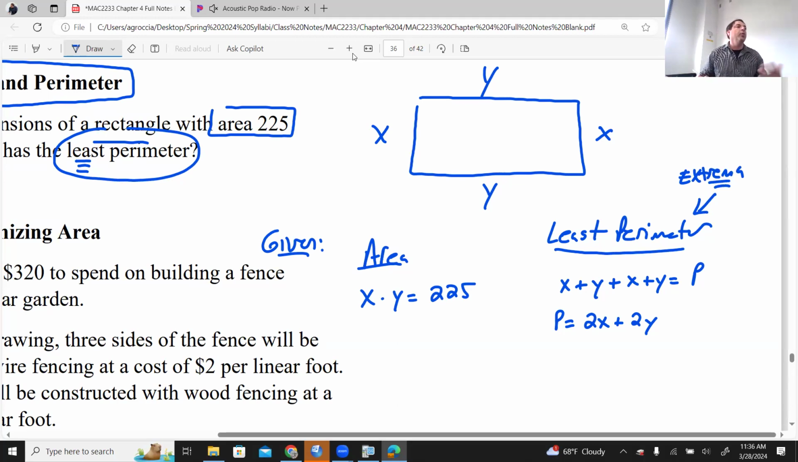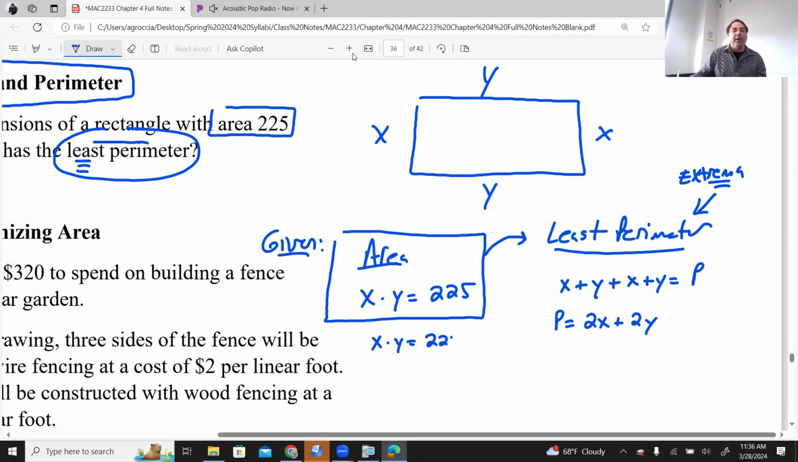But here's where things get a little weird. I can't. And the reason why I can't is you gave me X and Y. I have two variables. I don't know how to deal with two variables. I only know how to deal with X or Y at this point. So that's when you have to use the given to help minimize the perimeter. Okay, so how am I going to help? Well, you're given X times Y equals 225. Well, we're going to solve for either X or Y, and it doesn't matter which one you do.